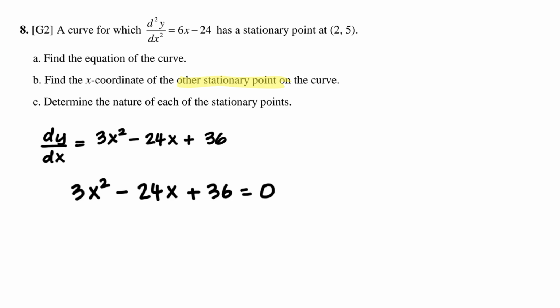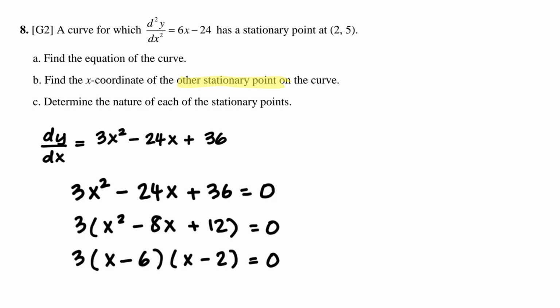Can you notice the common factor? Yes, 3. So let's factor out 3. We will get 3 times (x squared minus 8x plus 12) equals 0. Now let's factor the quadratic to get our roots, or stationary points. So 3 times (x minus 6) times (x minus 2) equals 0. We already knew about x equals 2, so the other stationary point is at x equals 6.